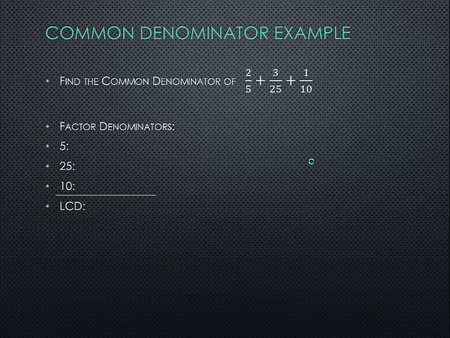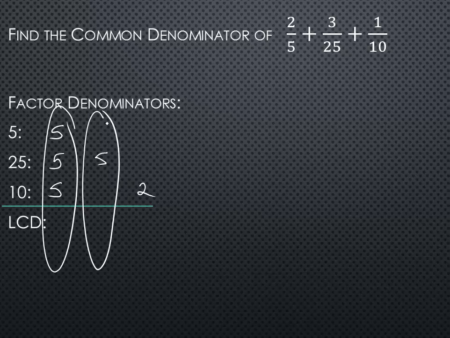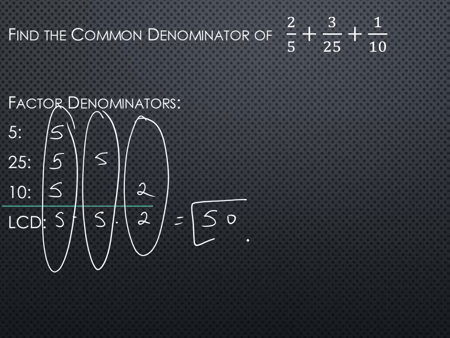Okay, so find the common denominator of 2 over 5 plus 3 over 25 plus 1 over 10. Alright, so factor the denominator. So 5 factors to just 5. 25 factors to 5 and 5. And 10 factors to 5 and 2. So then bring down all of your factors. So 5 will be 5, 5 is 5, and then 2 is 2. So 5 times 5 times 2 is going to be 50. So your LCD would be 50 for these three fractions.